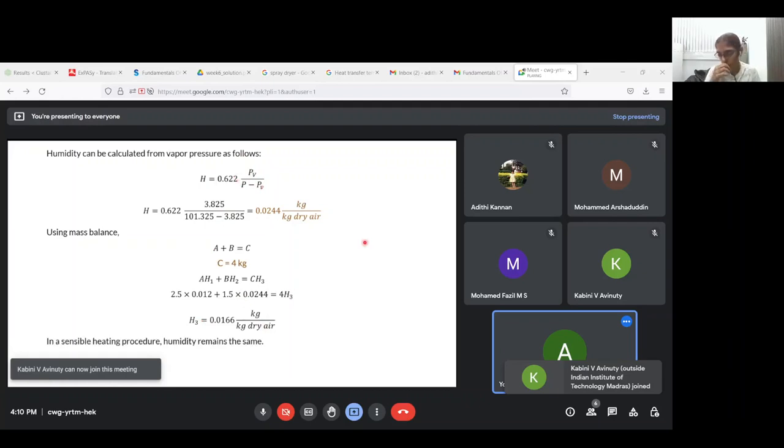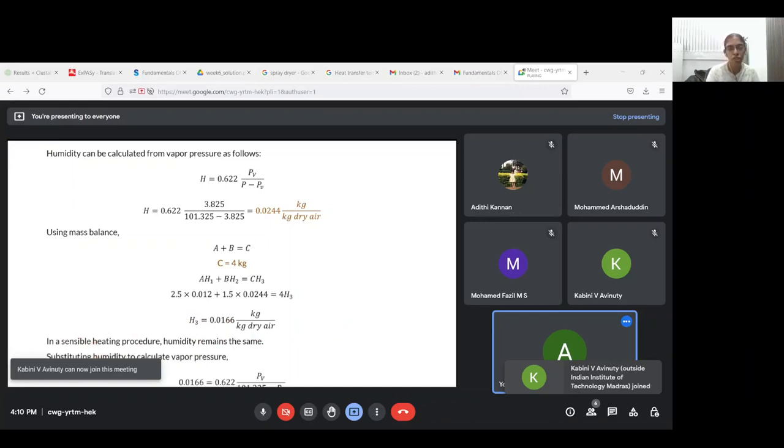And what is mentioned here is that after mixing at 30 degrees Celsius, the mixture is heated to 60 degrees Celsius sensibly. So as I mentioned in the first question, in a sensible heating procedure, your humidity remains the same, only your relative humidity decreases. Since your humidity remains the same, irrespective of whether it was 30 degrees Celsius or 60 degrees Celsius, your H3 will be the same, which is 0.0166. So this is what happens in a sensible heating procedure. Your humidity remains the same.